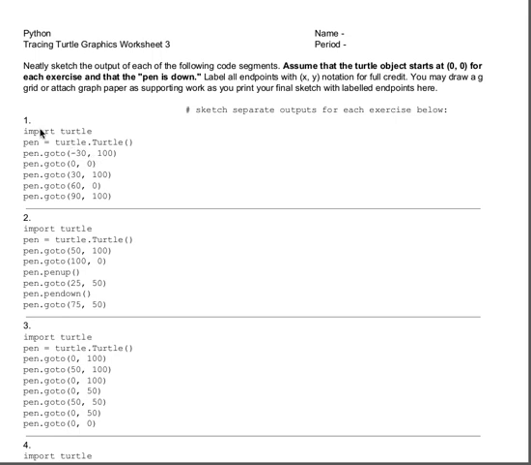So looking at the first line of code here, import turtle, we've explained that in previous videos. Pen equals turtle.Turtle, that just gives you a pen object, it's called, with which you can draw on the screen. And the first meaningful line of code, go to negative 30, 100.